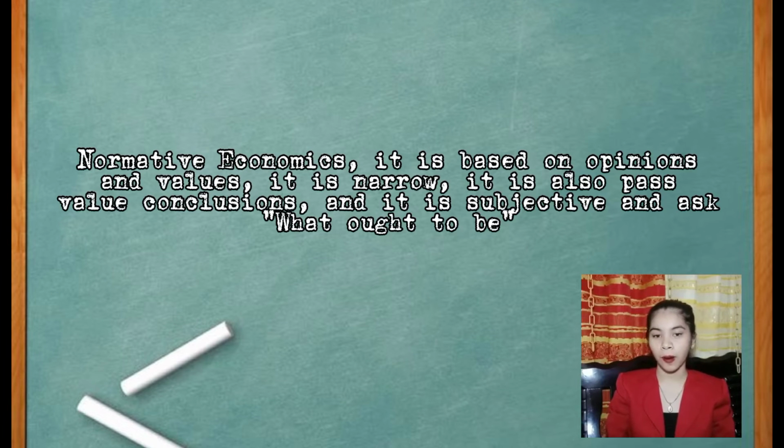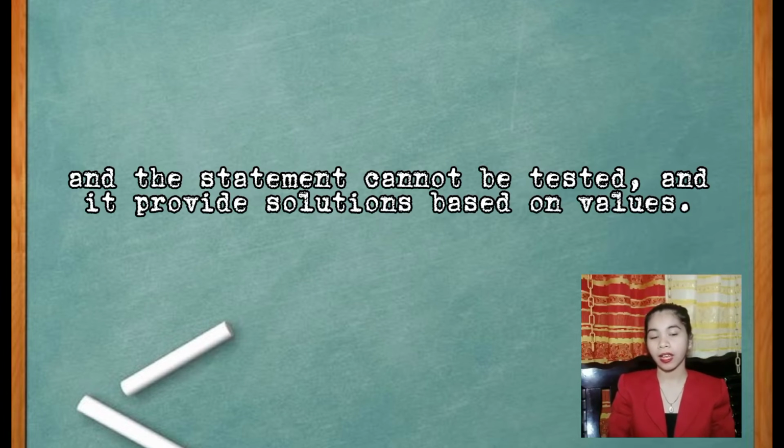And next is normative economics. It is based on opinions and values. It is narrow. It is also a value judgment conclusion. It is subjective and asks what ought to be. And the statements cannot be tested and it provides solutions based on values.